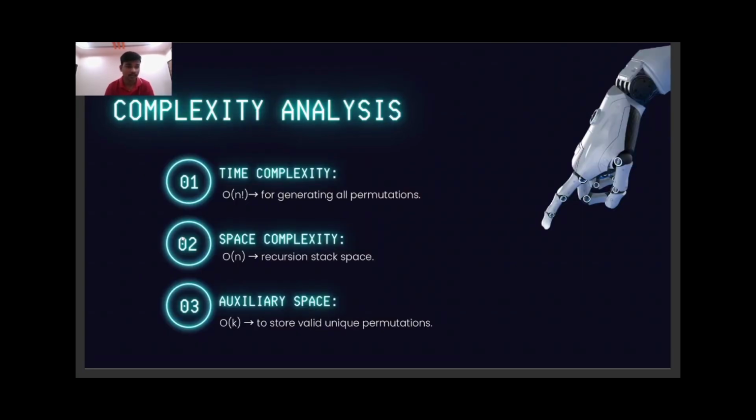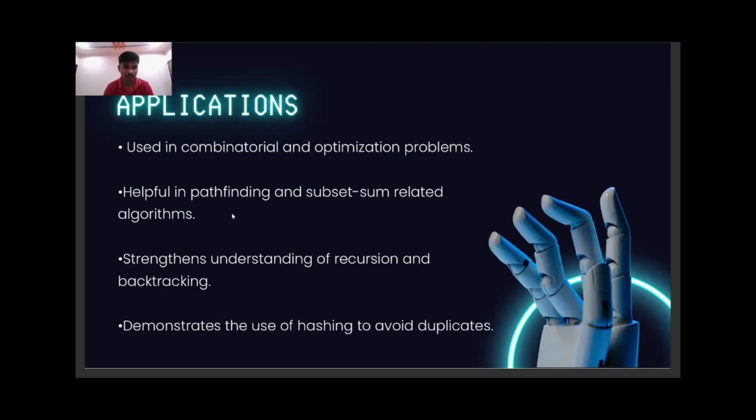Let us now discuss the time complexity analysis. The time complexity for generating permutations and checking combinations is O of n factorial, because it has to check all permutations and combinations. The space complexity is O of n because of the recursion stack space, and the auxiliary space is O of k to store valid unique permutations.